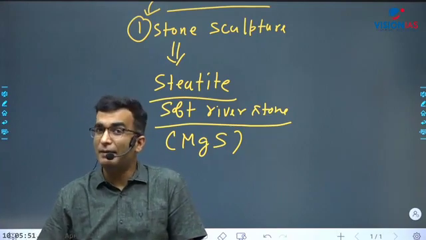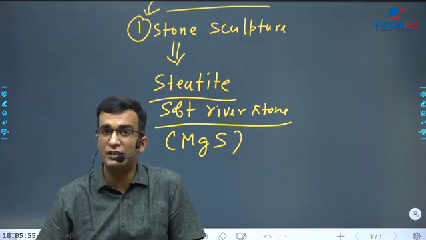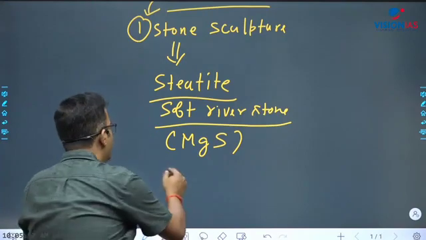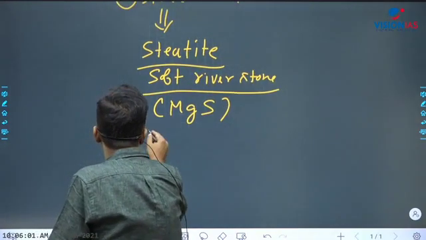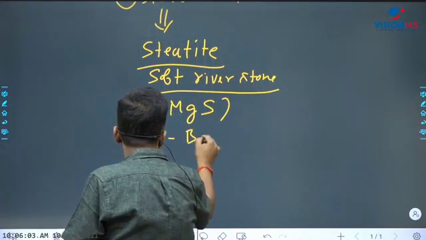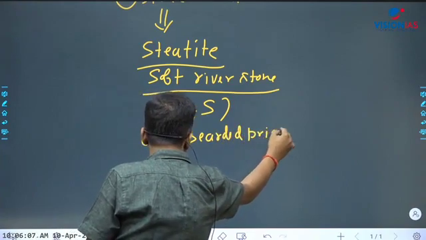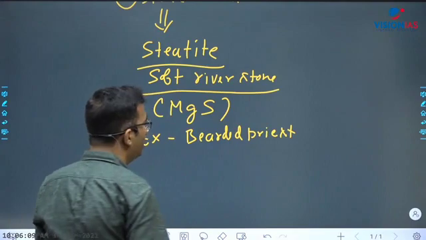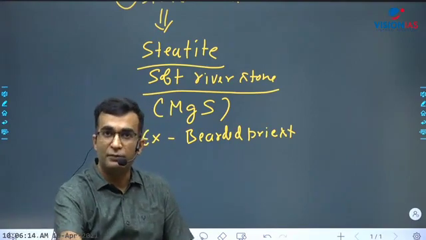Now, in this you need to know what was the example of the stone sculpture in the Indus Valley civilization. The most beautiful and most celebrated example was the bearded priest. I'll show you the image, but meanwhile you write. Bearded priest was the most celebrated example of this stone sculpture.